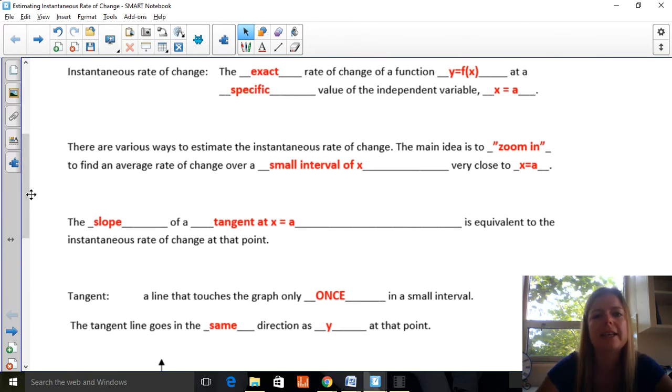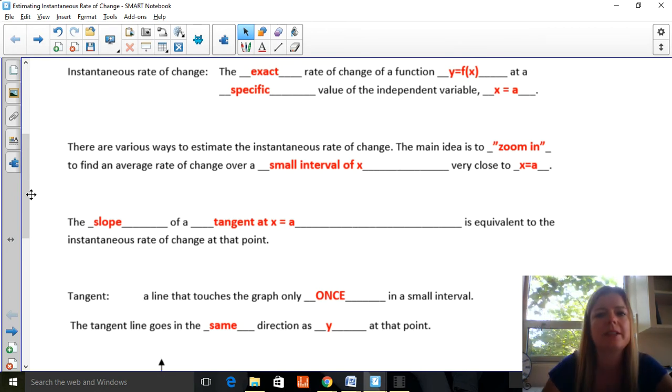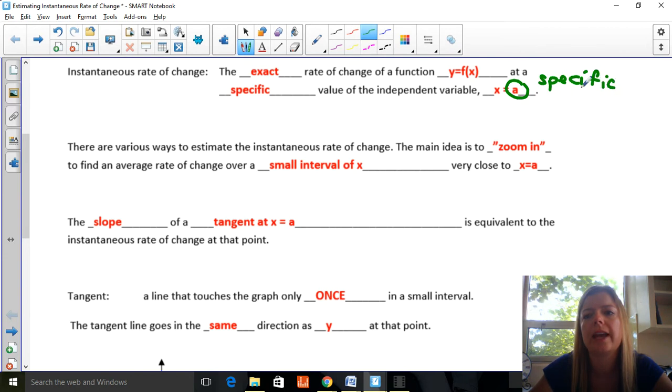So the instantaneous rate of change is the exact rate of change of a function y equals f at x at a specific value of the independent variable x equals a. So when I use x equals a, this a just means a specific number. Okay, so I'm using x to mean a general number, so x equals a means it's a specific number a.